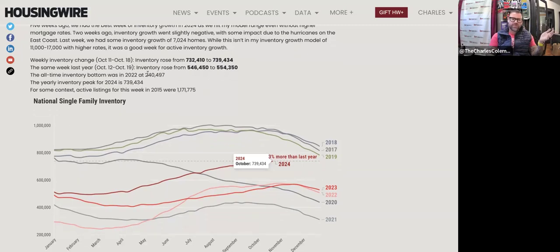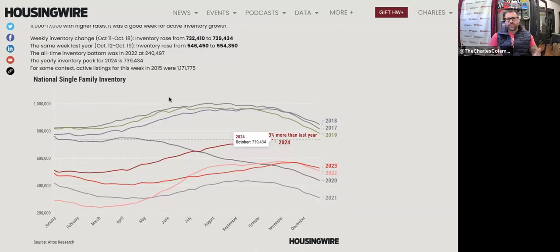It says the all-time inventory bottom of 2022 was 240,000. While if we were to look at our peak in 2024, well, that was what we had last week, 739,434 total homes in the United States. And if we were to look at 2015, because we like to look pre-2019 for any kind of normal market, 1.1 million homes. So here we are. We're sitting right here in the middle. We want more homes. More homes puts us in a balanced market.